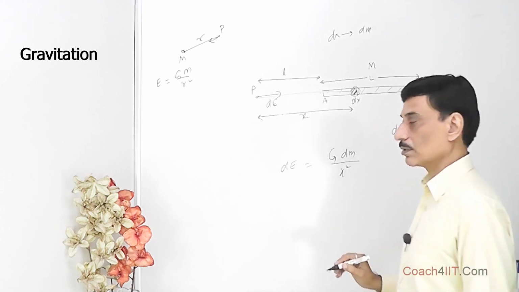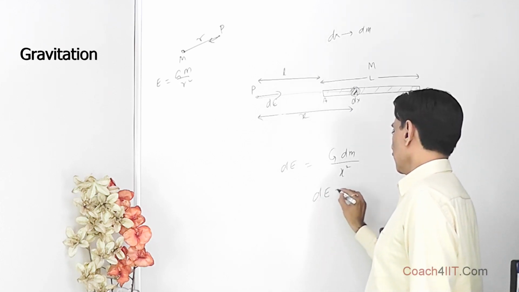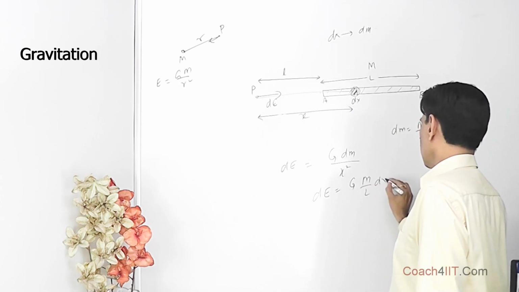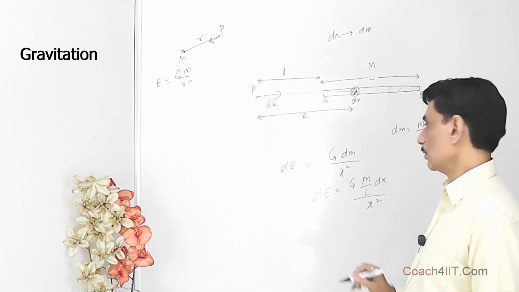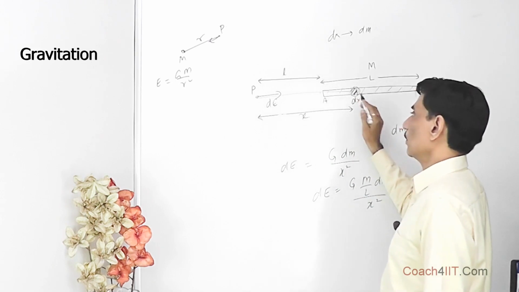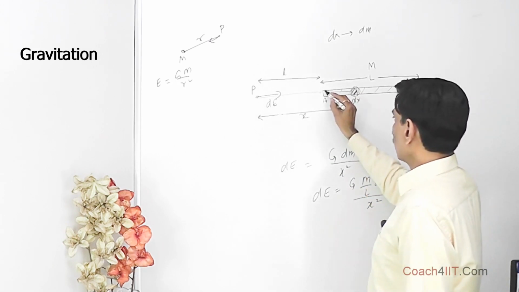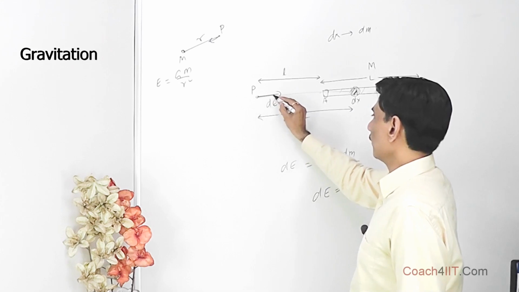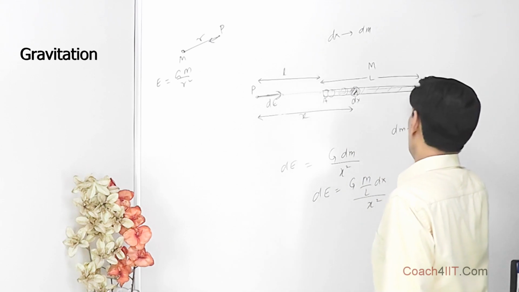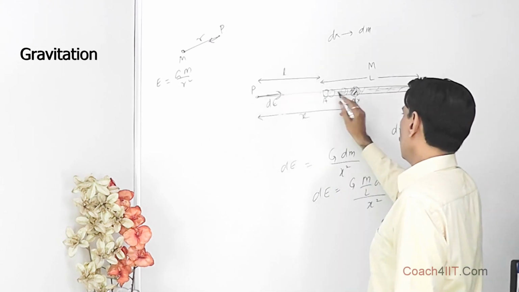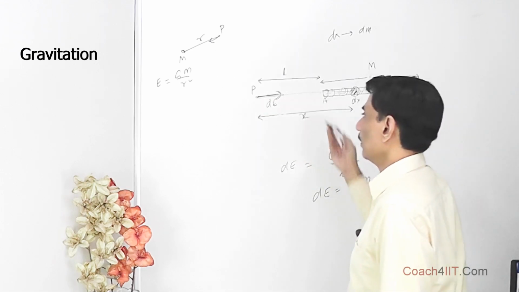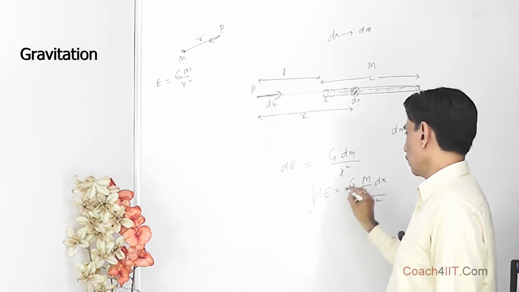It is in this direction. Or we can say dE equals G, dm is what? M by L dx upon x square. This is the differential element of gravitational field intensity because of this differential element of mass. Because of this mass, the intensity is in this direction, because of this particle it is in this direction, and so on. All these point masses will have a gravitational field intensity in this direction, so it can be directly added up. So what we can do is, we can integrate.